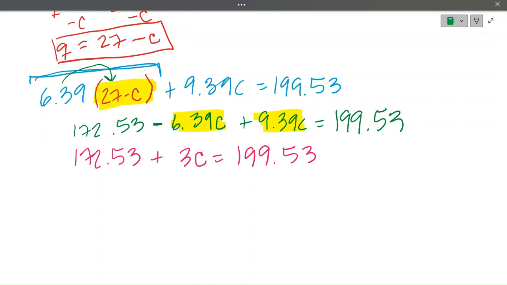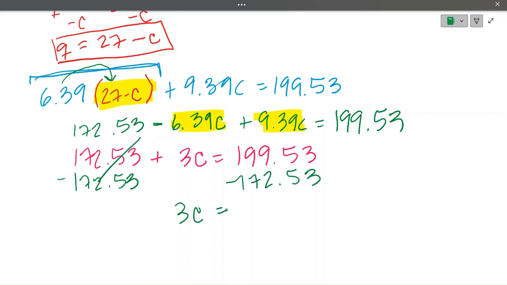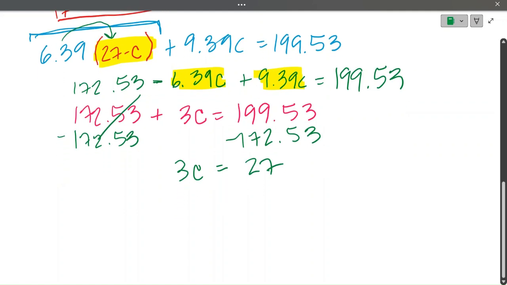doing PEMDAS backwards because I'm going to move stuff across my equation. So anything that I can move addition and subtraction wise, I have this, because my goal is to get the C by itself on its own side. So there we go. I have 3C here. And when I do that, I get 27. Who knew we were going to end up with such a nice round number?